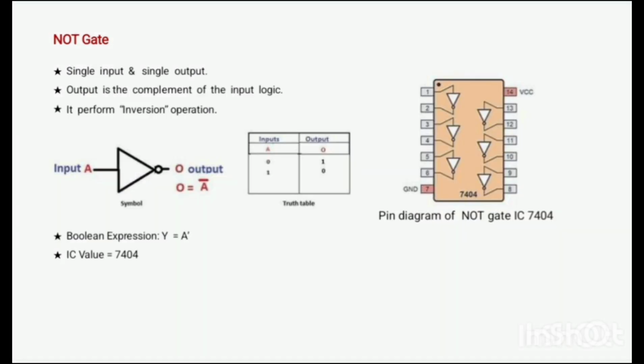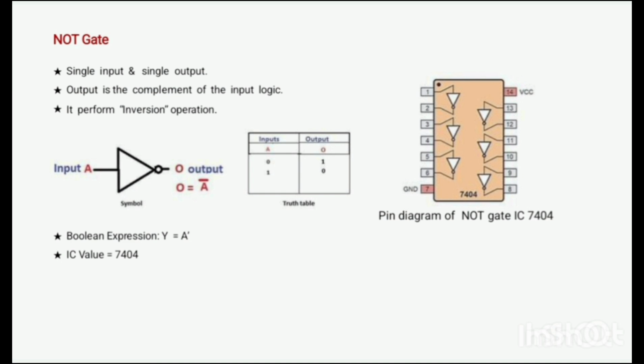NOT gate, single input, single output. The output is the complement of the input logic. It performs the inversion or complement operation. This is the symbol of the one input, one output NOT gate. The Boolean expression of the NOT gate is Y equals A bar. The IC value of the NOT gate is 7404.